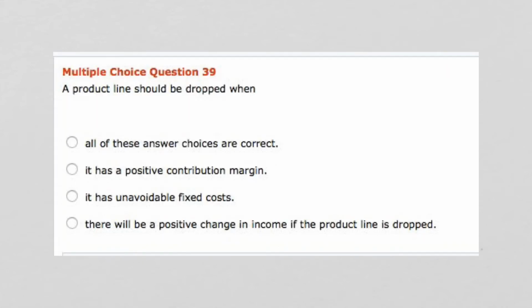A product line should be dropped when? This is sort of, I wouldn't say a trick question, but an overly easy question if you look at it. Let's take a look. If something has a positive contribution margin, well, it's helping pay for overhead. It's helping get something to the bottom line, because contribution margin means it's got some kind of profitability to it. Maybe the fixed costs eat up the profit margin, but that's not something that should be charged against the particular product line.